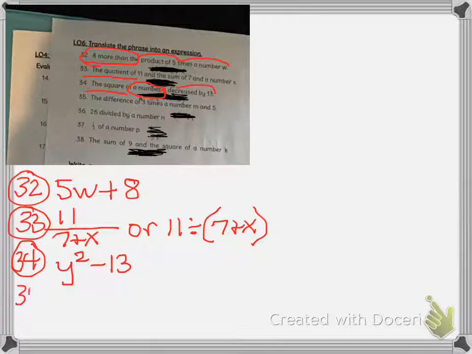Number 35 tells us the difference of 3 times a number m and 5. The difference, which is subtraction, 3 times the number m and 5. So we have 3 times the number m, difference 5.